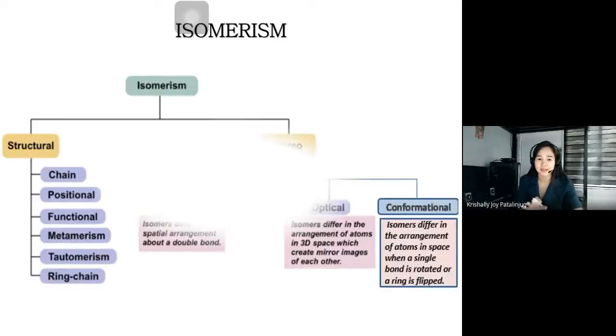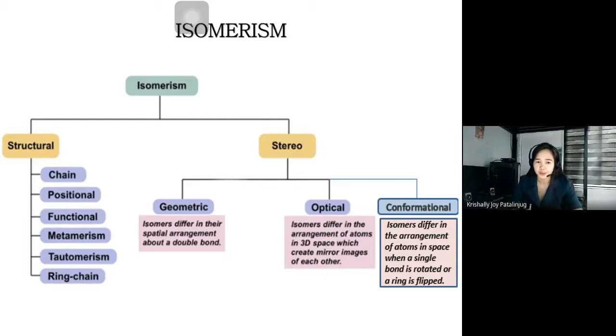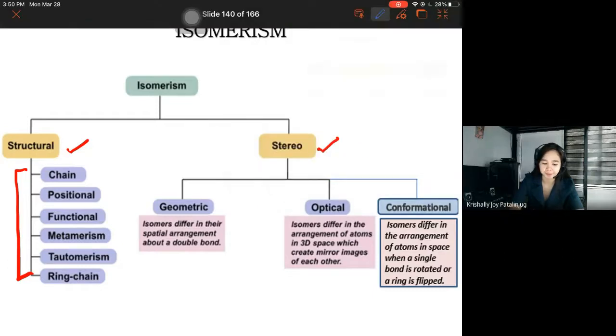So in the slide, this is the diagram flow of our discussion all about isomerism. I mentioned earlier structural and stereoisomerism, the two general classifications of isomerism. When they differ in the order of bonding, that is structural. When they differ in spatial orientation, that is stereoisomerism. For this afternoon, we will be discussing structural isomerism and its specific types. We have 6, and particularly the first 3 are the common types of structural isomerism.